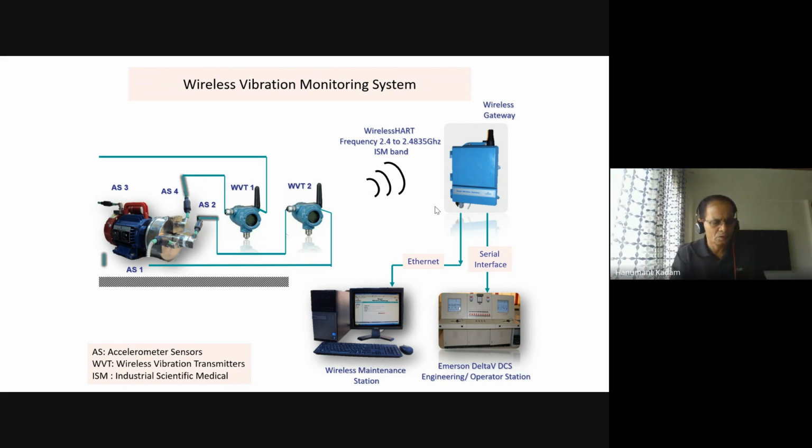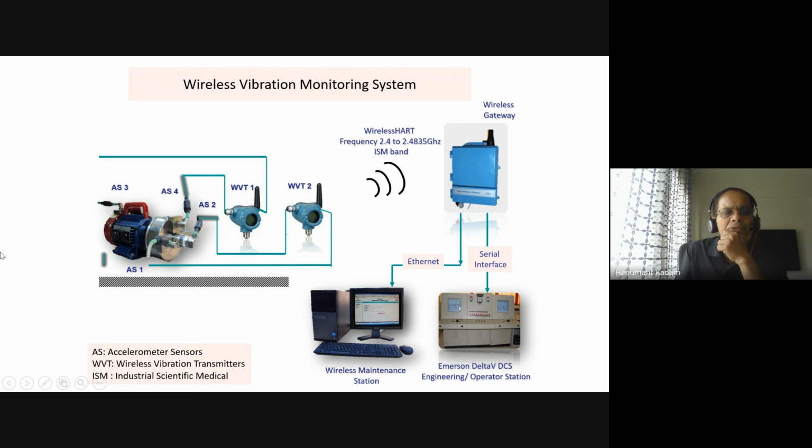So you can see here a wireless vibration monitoring system, how it is installed and how it is functionally operating in the industrial environment. So you see here, AS means accelerometer sensors. So these are the accelerometer sensors. WVT, wireless vibration transmitter, means this. And the industrial scientific medical band.